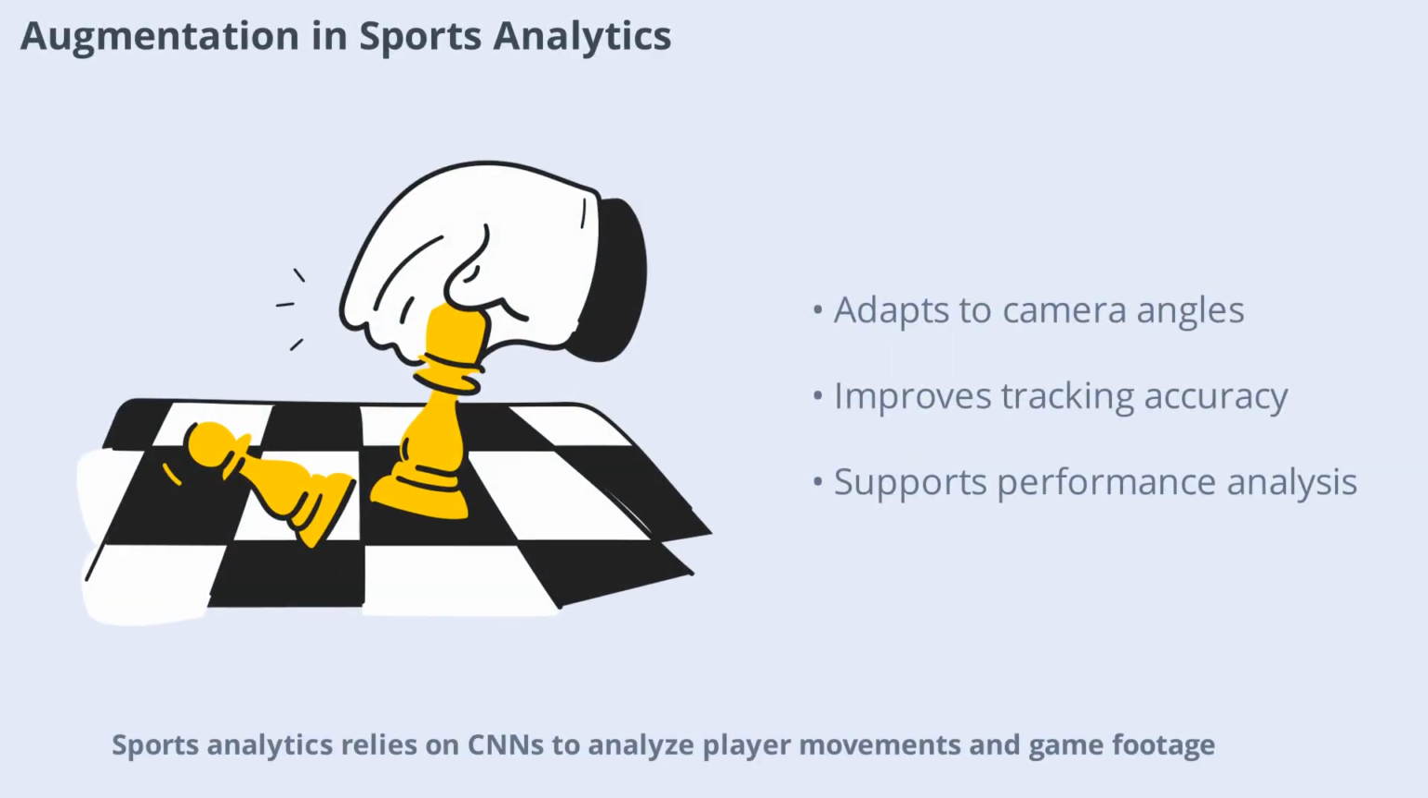Sports analytics relies on CNNs to analyze player movements and game footage. Data augmentation helps models adapt to different camera angles, lighting, and player positions. This enables more accurate tracking and analysis, supporting better coaching decisions and performance evaluations.